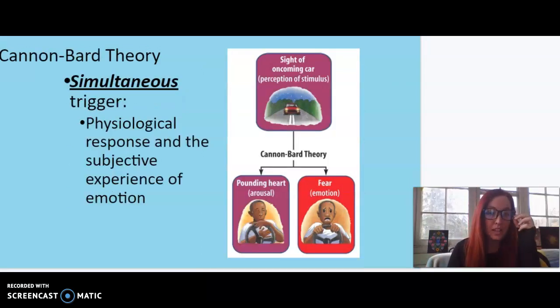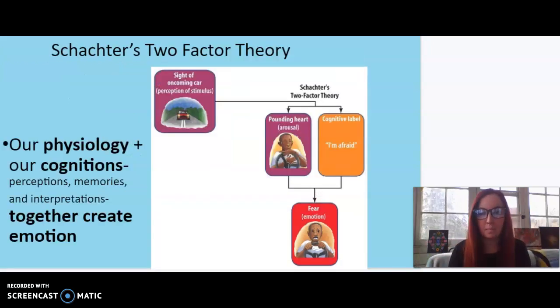A different theory says that it is not happening one after another, but they're happening simultaneously. So Cannon-Bard theory suggests that if we see an oncoming car coming towards us, the arousal, our heart pounding, and the emotion of fear are happening at the exact same time. There's no delay, no waiting for one to lead to the next. Our emotions and our fears are connected. As we're experiencing one, we're going to be experiencing the other at the same time.